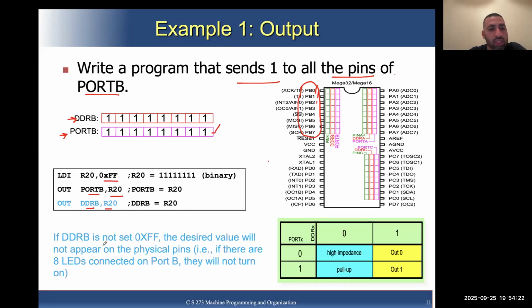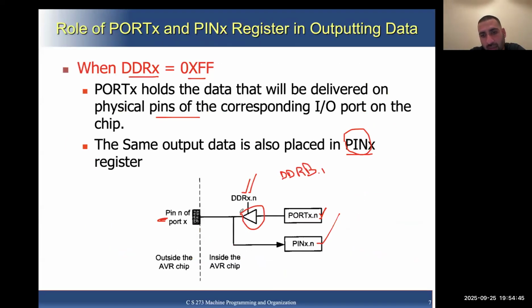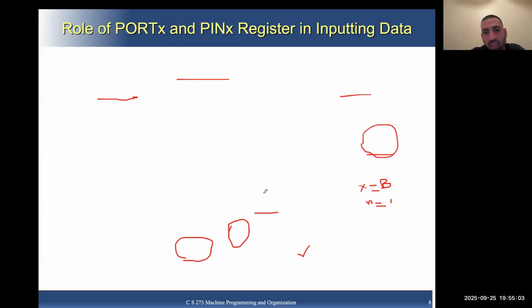Note that if you don't set the DDRB register by writing 0xFF, then you will not see the high logic available on the physical pins. Yes, you have already written the value in the PORTB register, but the value of this PORTB register will not become available on physical pins. Remember, let me go back. Yeah, remember we see that there is a buffer and this buffer has a control signal which enables or disables it, and it is enabled when the DDRx register value is 1. So until you write 1, this input will not appear on the output. When you write 1, only then will it become available.